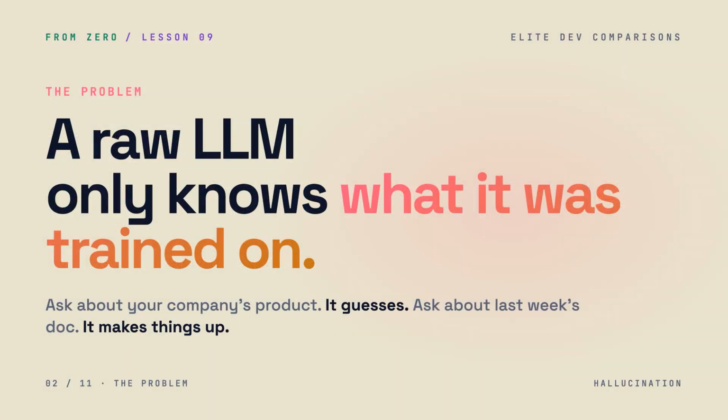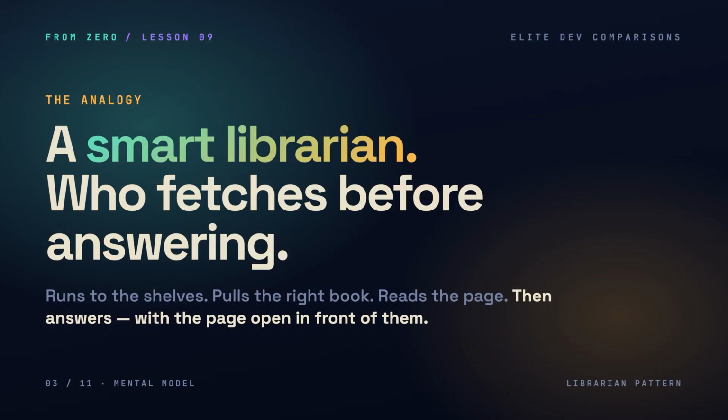First, the problem. A raw LLM only knows what it was trained on. Ask it about your company's product, it guesses. Ask it about a document from last week, it makes things up. We call this hallucination. Easiest way to think about RAG: a smart librarian.